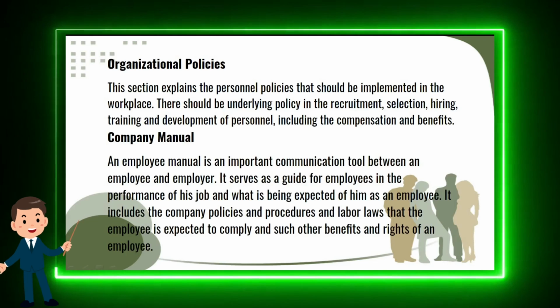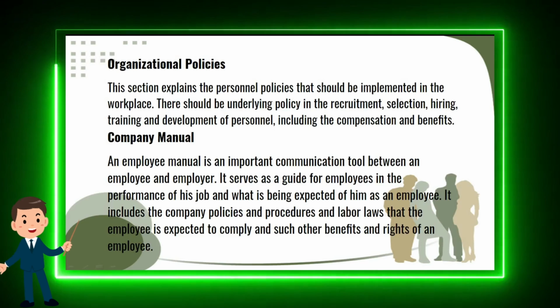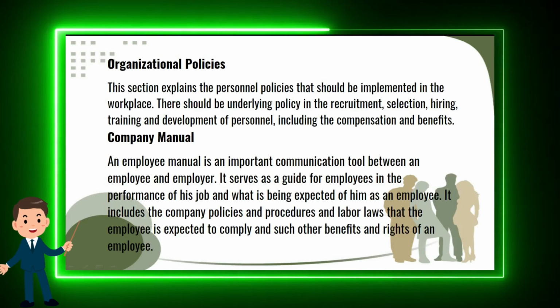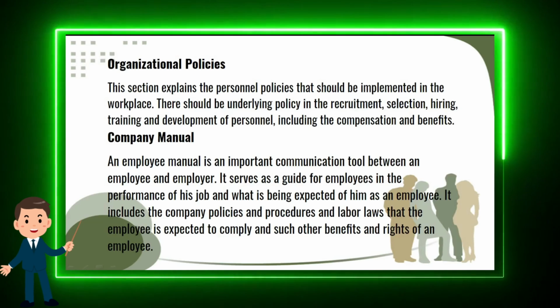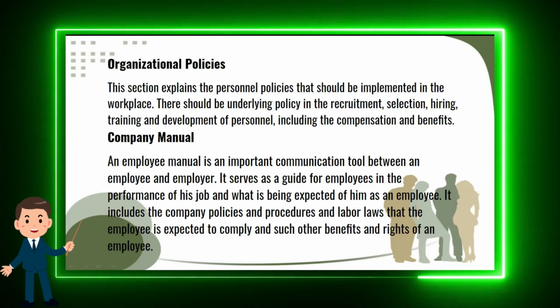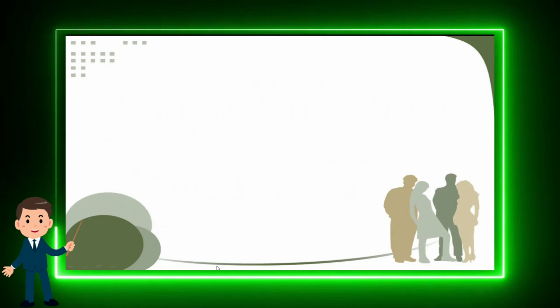Then we have also the company manual. An employee manual is an important communication tool between employee and employer. It serves as a guide for employees in the performance of their job and what is expected of them as employees. It includes the company policies and procedures and labor laws that the employee is expected to comply with, and such other benefits and rights of an employee. Okay, so that is the company manual.